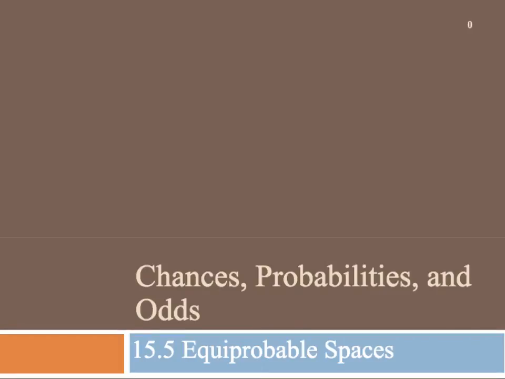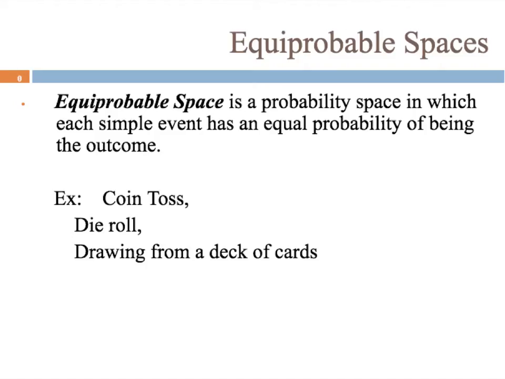This section is on equiprobable spaces. Equiprobable space is a probability space in which each simple event has an equal probability of being the outcome. So, for example, if I toss a coin, it landing on heads or tails has an equal chance of happening. Roll a die, or even drawing from a deck of cards one specific card.